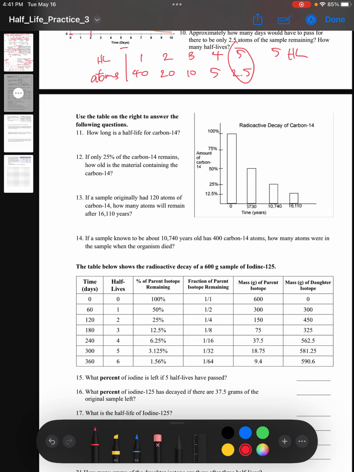Question 11. How long is a half-life for carbon-12? Again, what is the time when the amount is 50% or 1/2? Well, when the amount is 50%, the time is 5,730 years. So the time equals 5,730 years.